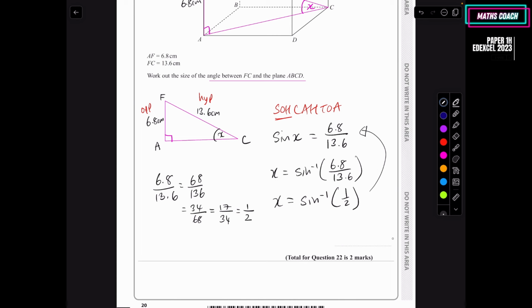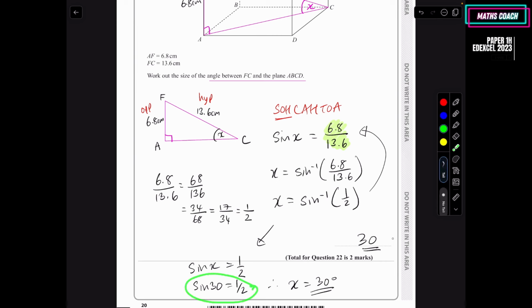So instead of 6.8 over 13.6, if we replace that with our half, we can have sine x is equal to a half. And we can calculate that because we know that sine 30 is equal to a half. So therefore, x would be equal to 30 degrees. And there we go. You can do that using your fingers, or you can use a triangle to find the sine of 30.